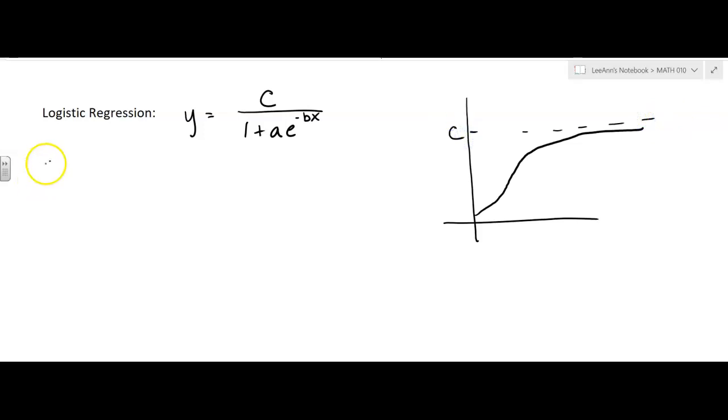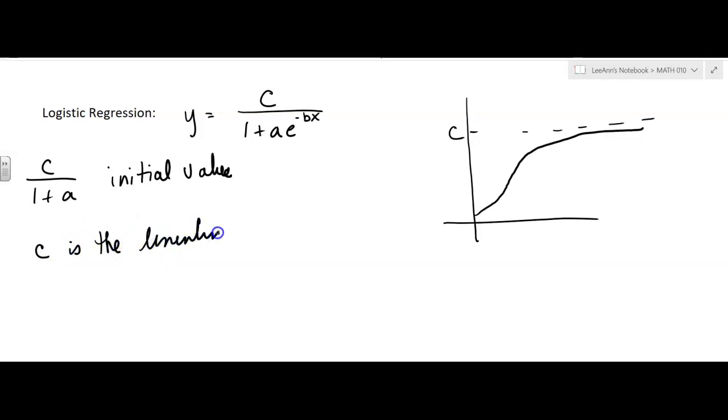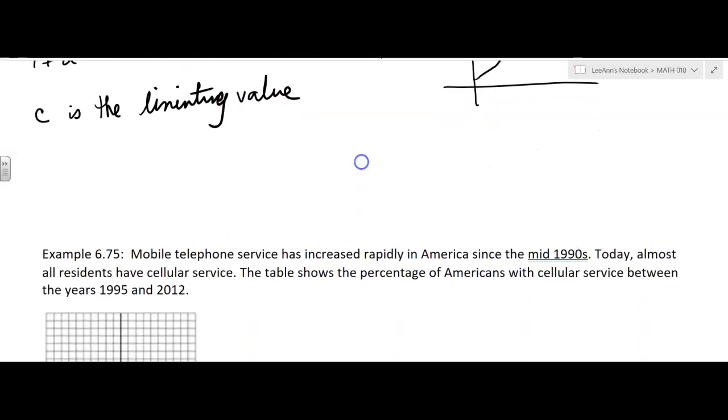So c over 1 plus a, that's the initial value. So it's going to start somewhere. And then c is the limiting value. Okay. So that's what a logistic regression curve looks like.